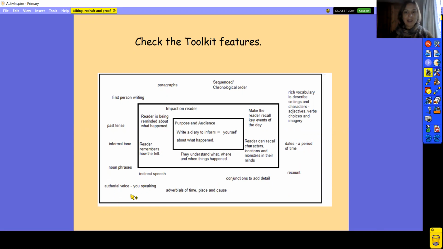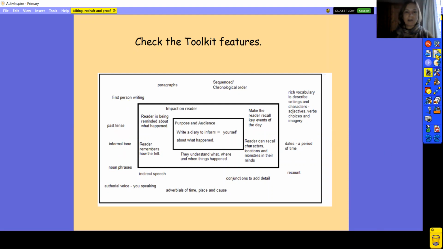Authorial voice, that's when you're speaking in character and some of your feelings come through. Indirect speech, we'll go through that in a minute. Noun phrases, you know what they are. Informal tone, that means you're a bit chatty, you're talking to yourself, it's not writing a very posh letter to anyone. Past tense, we talked about already. First person writing, that's when you are the main character saying I saw this and I did that. Okay, so that's what we've got to remember to include, all right?